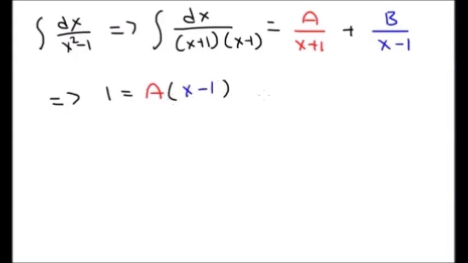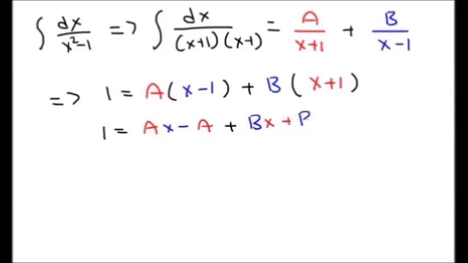We can then rewrite as 1 equals A times the quantity x minus 1 plus B times the quantity x plus 1. Simplifying, we then have 1 equals Ax minus A plus Bx plus B. Separating out like terms, we have 1 equals x times the quantity A plus B plus B minus A.